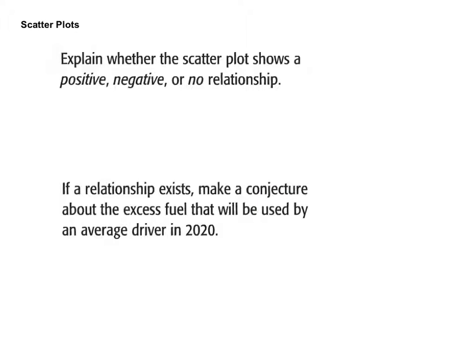Now I want you to answer these two questions. The first one says to explain whether it shows a positive, negative, or no relationship. So I need some words, not just positive, negative, or no. Tell me why. And then the second one says, if there's a relationship, make a conjecture. A conjecture means to make a guess about how much fuel will be used in 2020, okay? Conjecture is like an educated guess. So turn the video off, answer these two questions, turn it back on, and we'll talk about it.